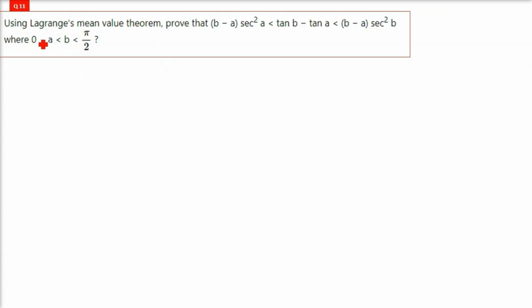Using Lagrange's mean value theorem, prove that b minus a into sec square a, tan b minus tan a, and b minus a into sec square b are in the increasing order, where a and b are between 0 and pi by 2. It is between 0 and pi by 2.